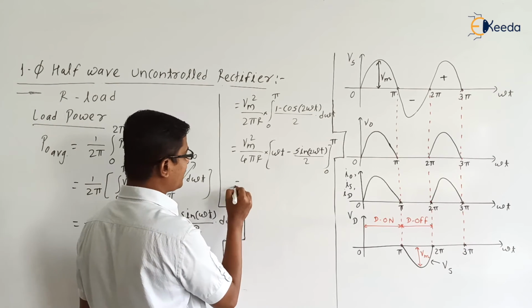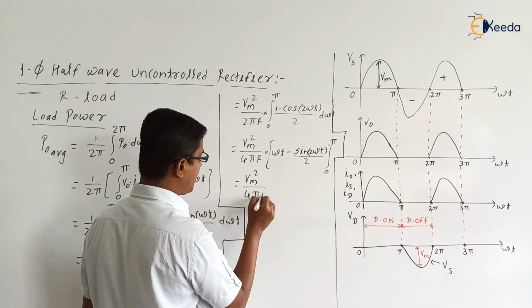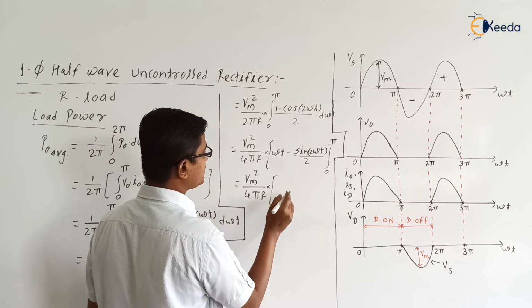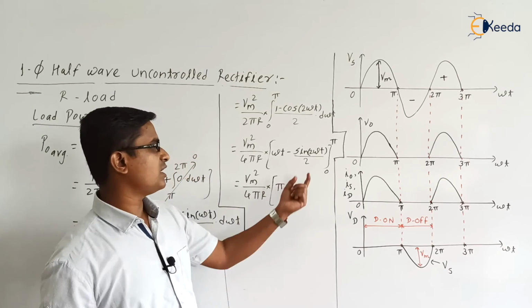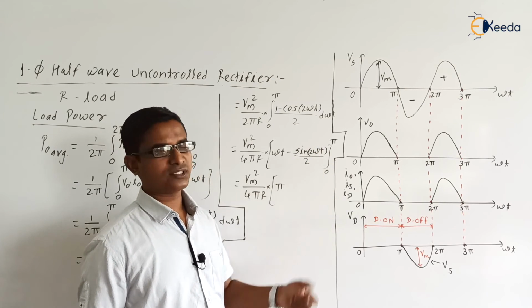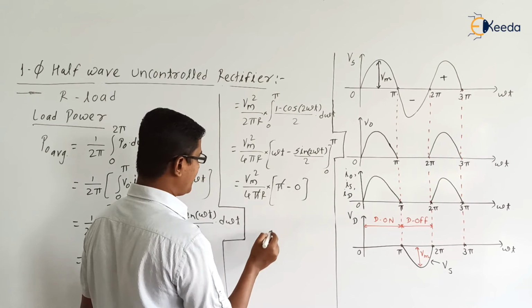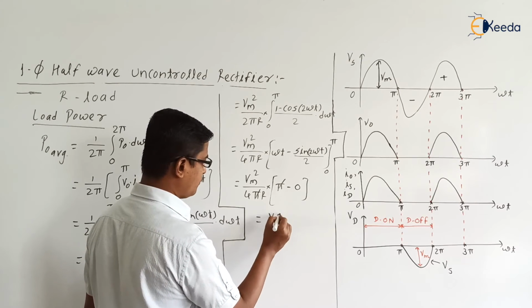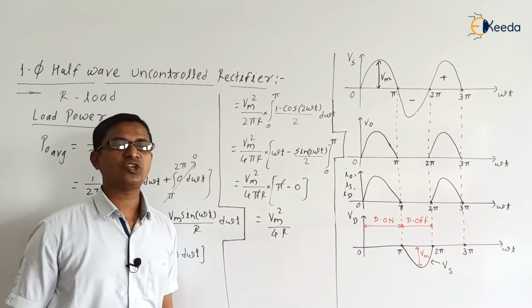Okay. So further we can write it as Vm square divided by 4 pi R into pi minus 0, that is pi, minus what? If we put the limit, sine of 2 pi by 2 is 0, sine of 2 into 0 by 2 is 0. So minus 0. Right? So this pi will get cancelled. So it is equal to Vm square divided by 4R. This is P0 average.